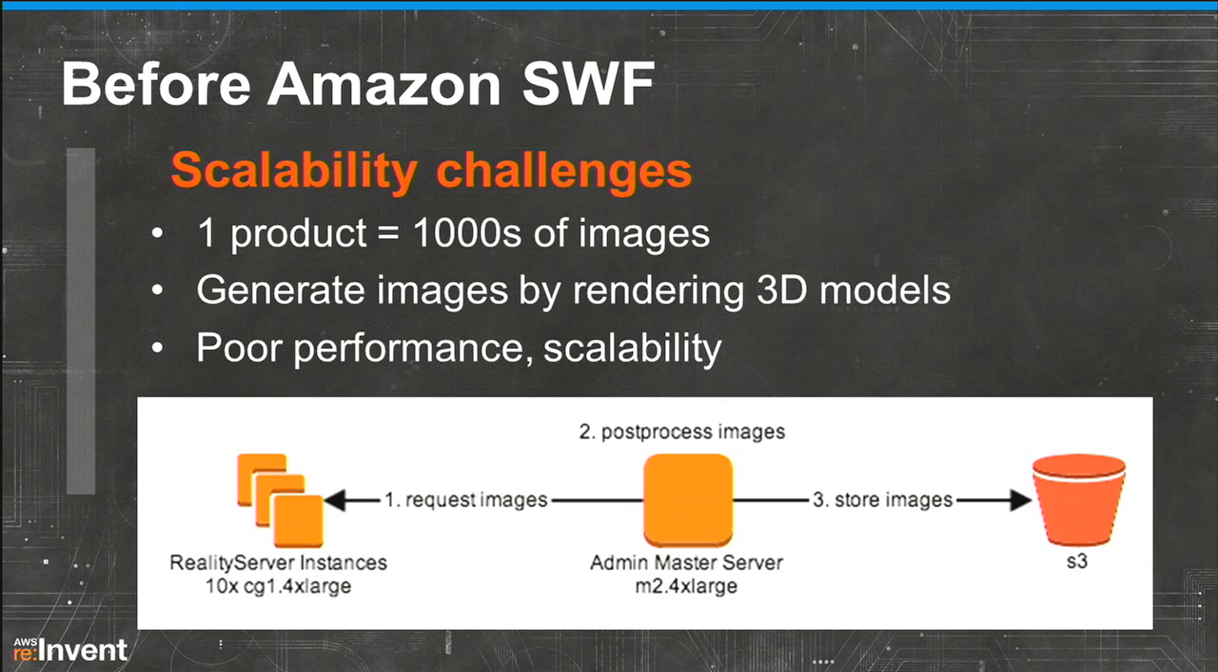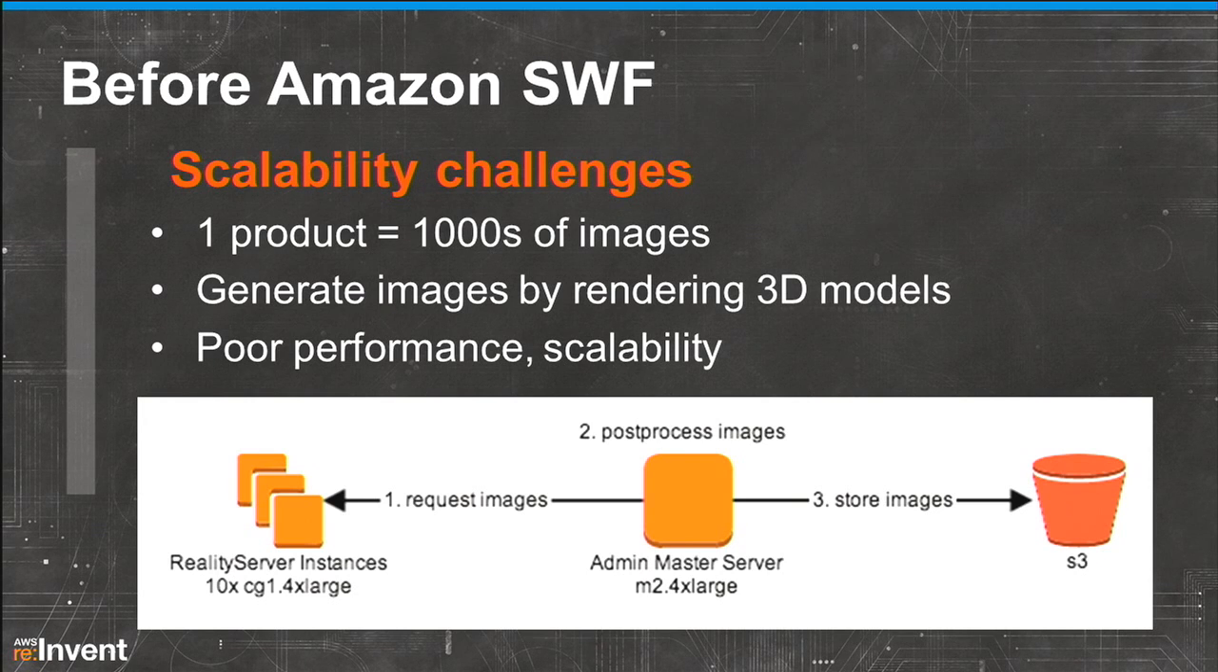And they're a Java-based shop. They use their Java Flow libraries, which are the top of the stack in that 3-stack diagram I showed you, the Java Flow framework. So before Simple Workflow, Fluid would generate 3D images using a third-party package called Reality Server. And then after they got those images from the Reality Server, they would then stitch them together with their admin master server in order to create this navigable 3D image.